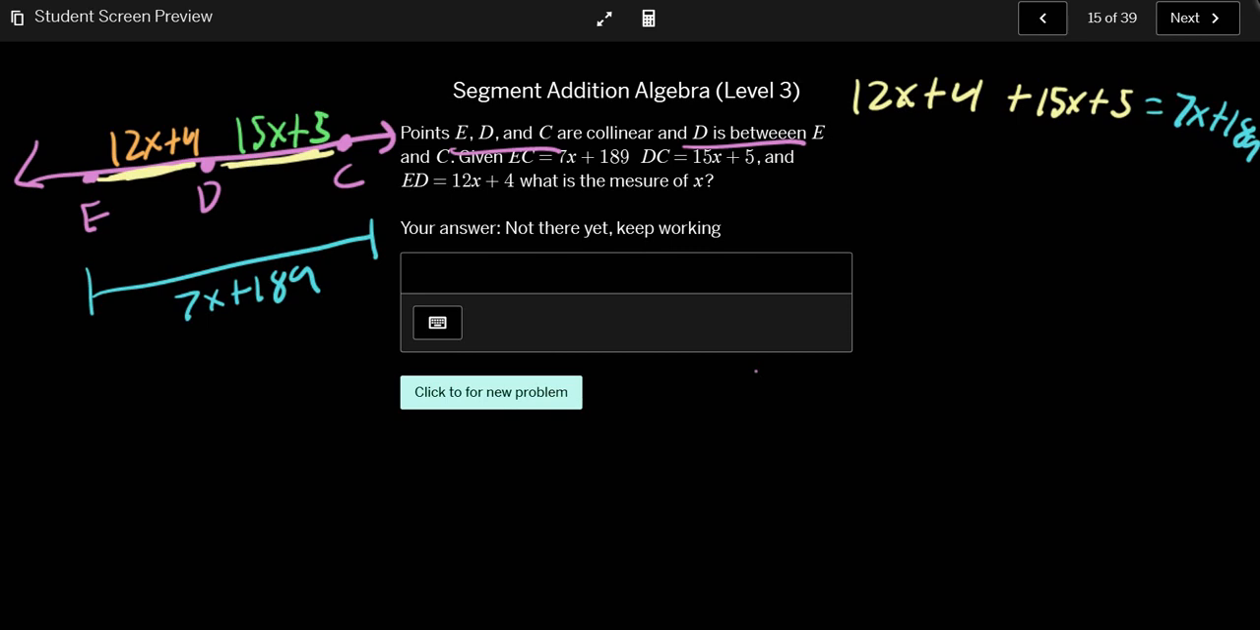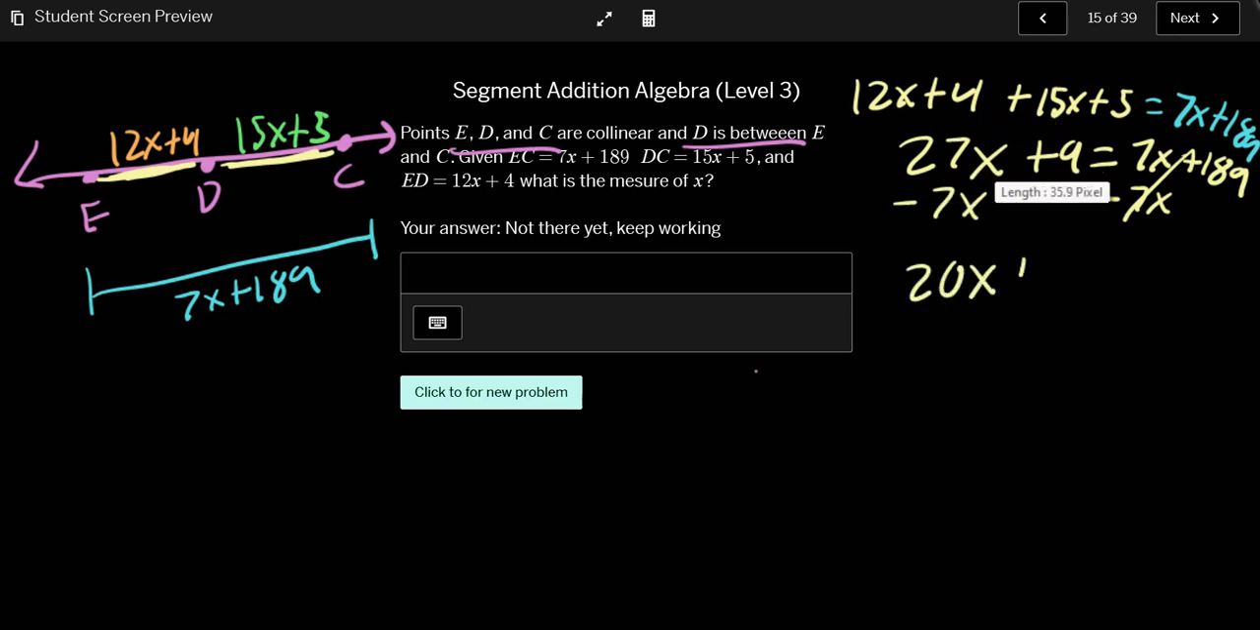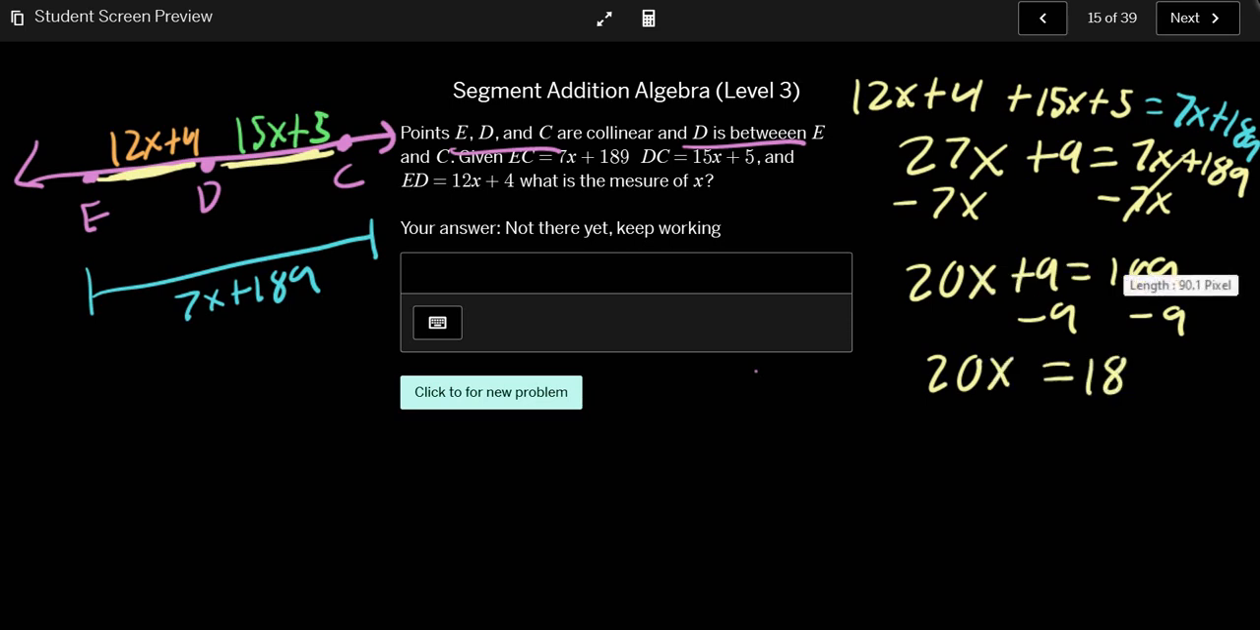So from here, we can just combine our like terms. 12 and 15 gives me 27x. 4 plus 5 is 9. It's equal to 7x plus 189. I'm going to subtract the 7x over to the left, which gives me 20x plus 9 is equal to 189. Subtract 9, so I get 20x is equal to 180. And then my last step is going to be divide by 20. And so I get x is equal to 9.